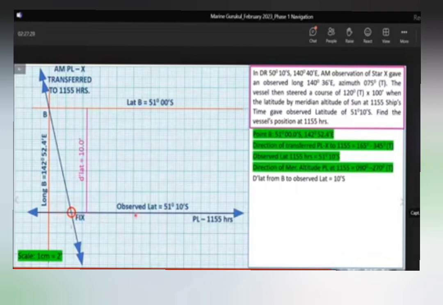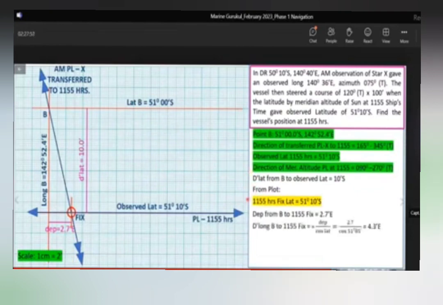It's the same as the observed latitude, but we can also read off the departure from the observed longitude to the fix. It's 2.7 minutes east. It can be much better read now with a better scale. And now we perform the same calculations as you would have performed in simultaneous observations. The calculations are coming up on the screen. You can see for yourself.